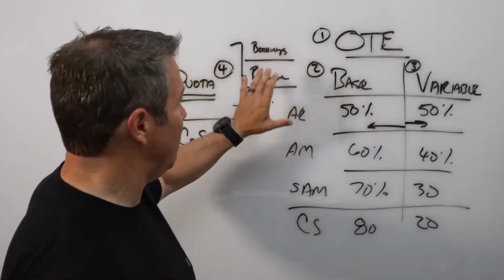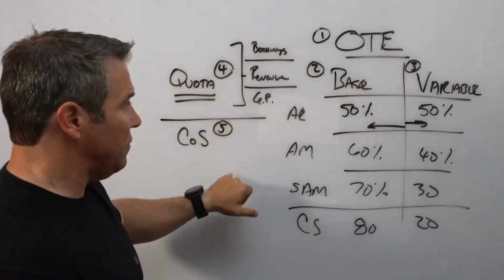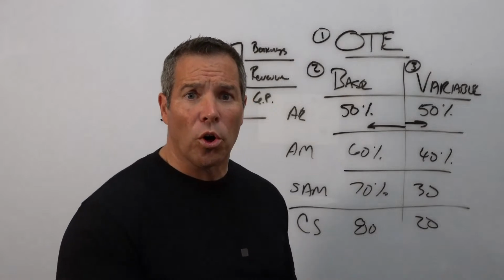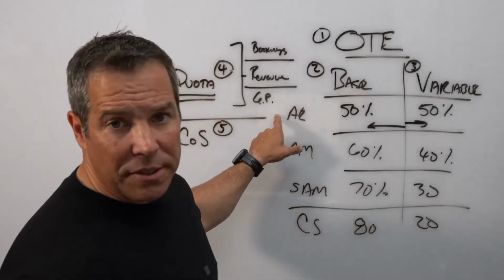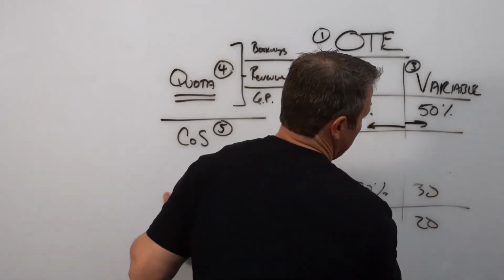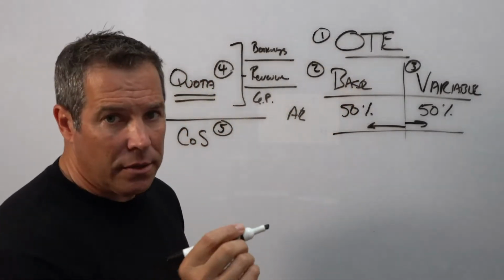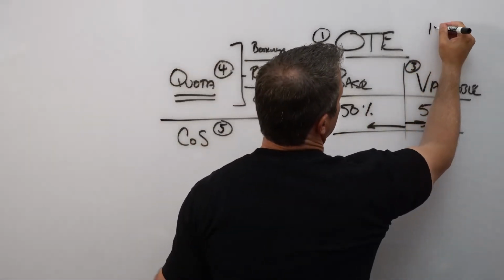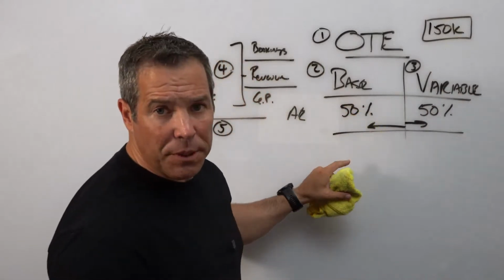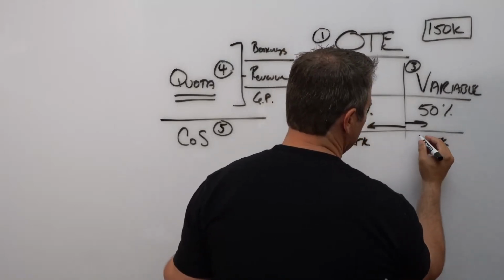So we laid out the different components: OTE, base, variable, quota, cost of sale targets. Now let's actually build a scenario out where we're working on an account executive role. We're going to keep things simple. Account executive role. We're going to have a 50-50 split between base and variable. So their OTE is 150K. We have a 50-50 split on their OTE: 75K base, 75K variable.